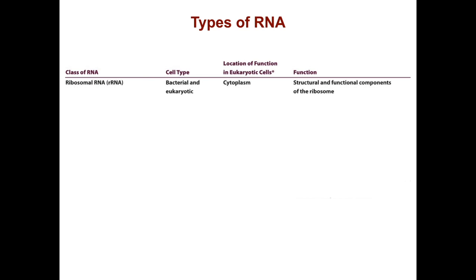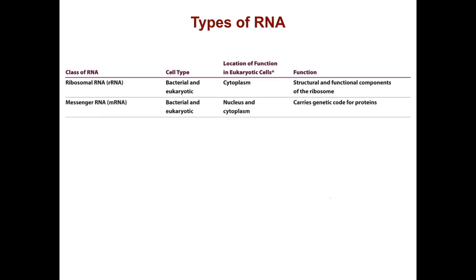So we have ribosomal RNA, which is both in bacterial and eukaryotic cells. It functions in the cytoplasm, and it forms the structural and functional components of the ribosome. Messenger RNA is both in bacterial and eukaryotic cells. It functions in the nucleus and cytoplasm, and it carries the genetic code for proteins.